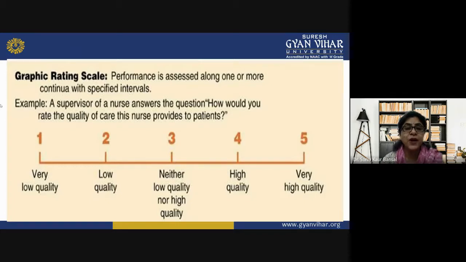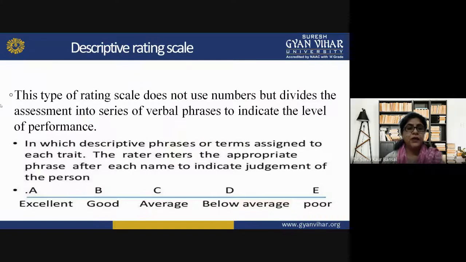So we are going to assess a supervisor of a nurse answering this question: how would you rate the quality of care this nurse provides to patients? Maybe this work is done on a weekly basis or maybe on a daily basis. If the nurse's rating keeps falling between 3 to 4 or 5, then at the end of the month, with graphical presentation, you can see very beautifully how the nurse's performance was going during the month. Now, let's understand descriptive rating scale.